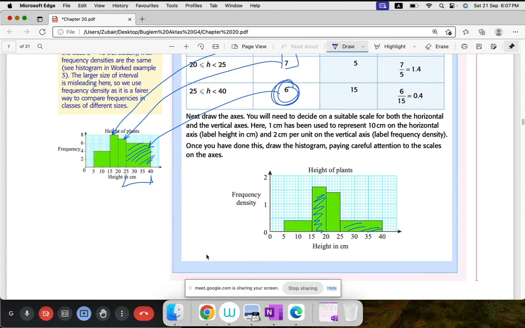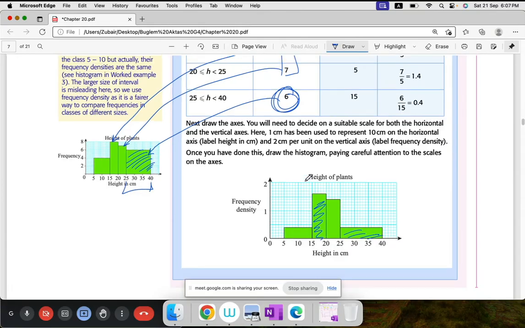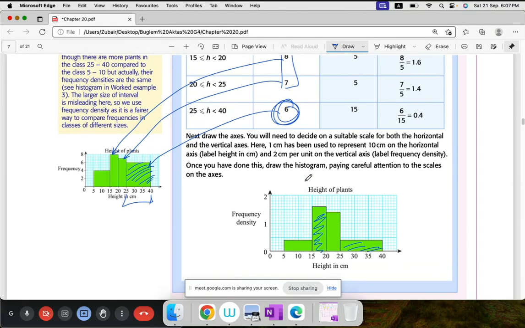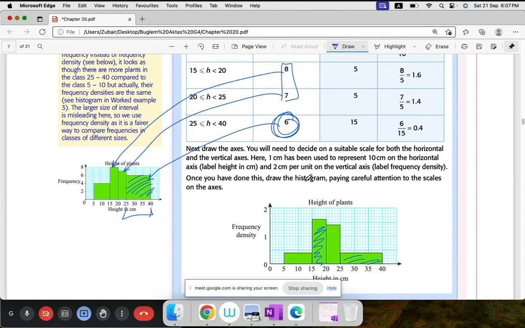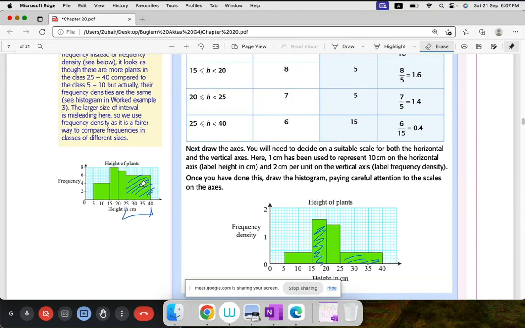But the class width, which is 15, isn't that showing just how much data was collected? The class width is actually the length only, and how many plants were in that width. Like from 15 to 20, there were 8 plants who had their heights between 15 and 20.